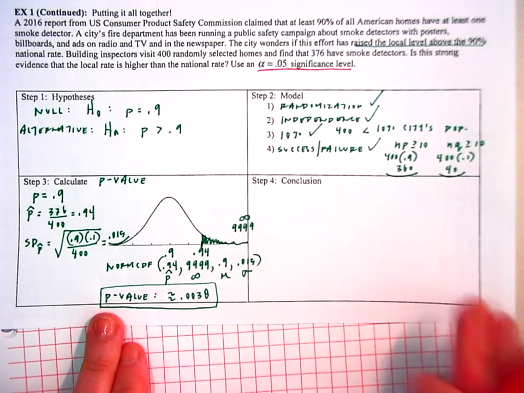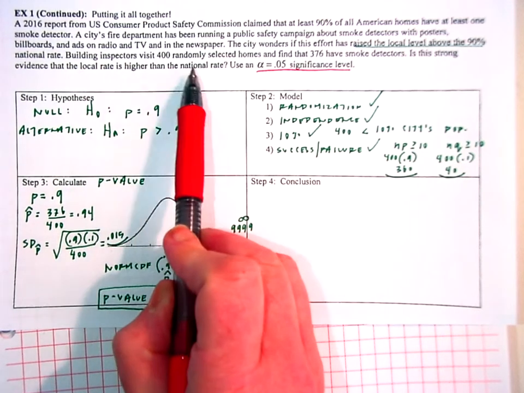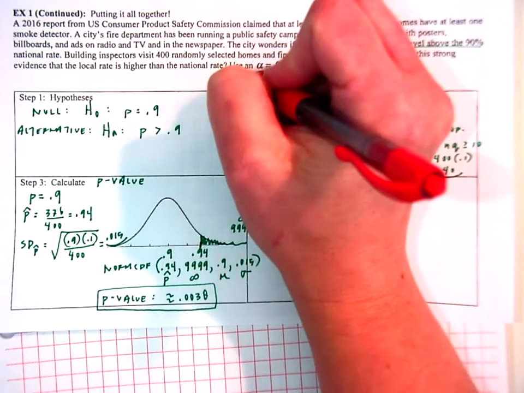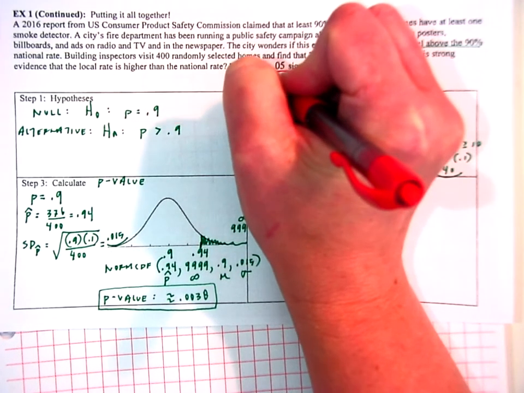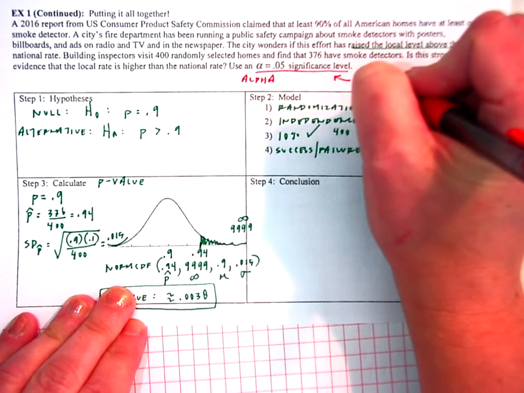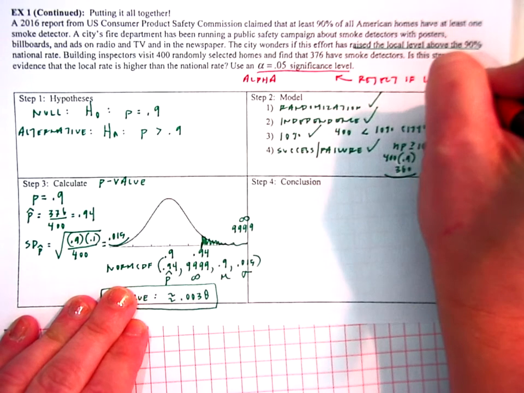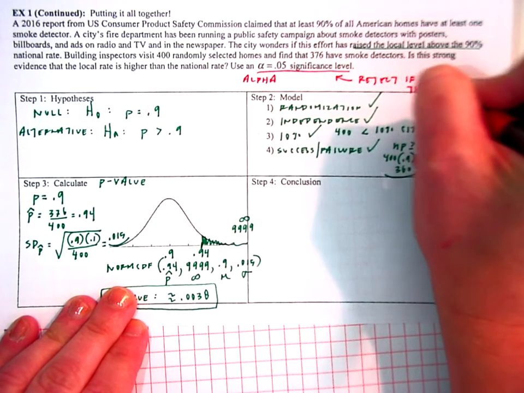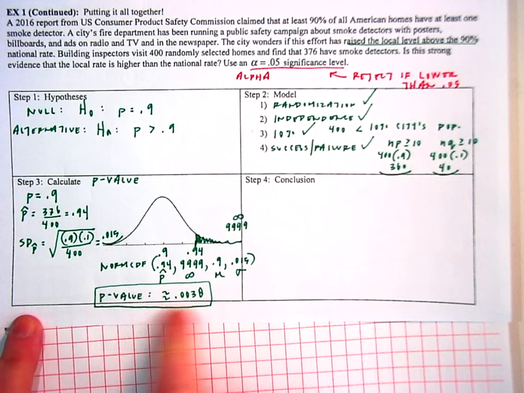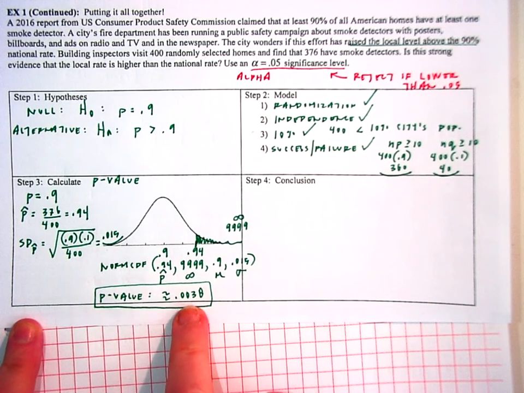So we're saying, okay, do we see strong evidence that the local rate is higher than the national rate? Here is our alpha level, our level of significance. So again, right here, that symbol is alpha. And here we should know that we're going to reject if it's lower than the threshold. So if lower than 0.05. So let's go back to our p-value. Our p-value here is 0.0038, right? That's our probability for this outcome.